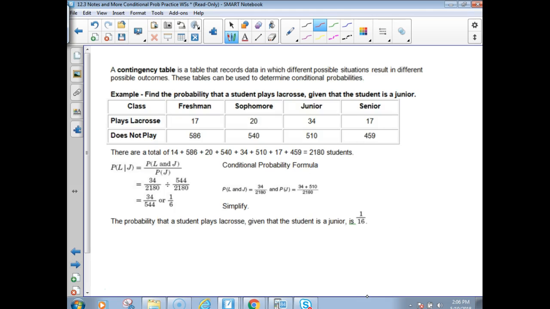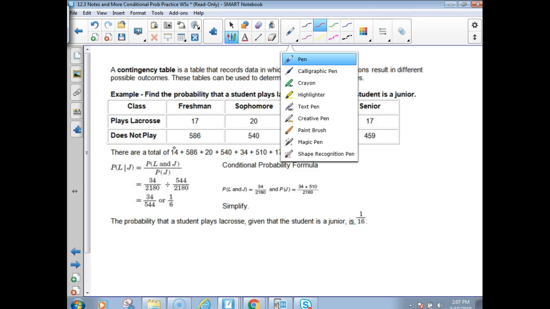Okay, on the back. Contingency. A contingency table is a table that organizes the data. It's got data in which different possible situations result in different possible outcomes as well. These tables can be used to determine conditional probabilities. Find the probability that a student plays lacrosse given that the student is a junior. Okay, ignore the formula, please.